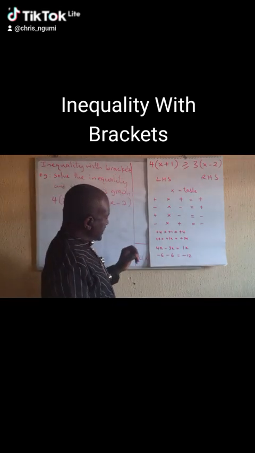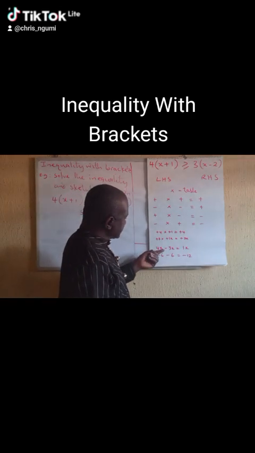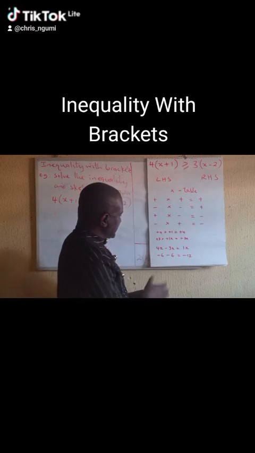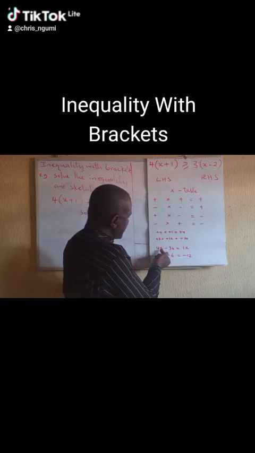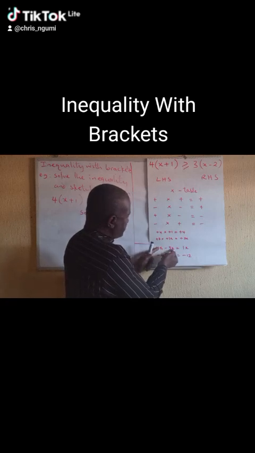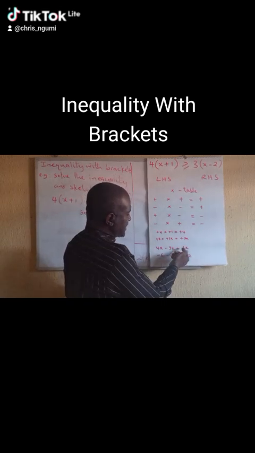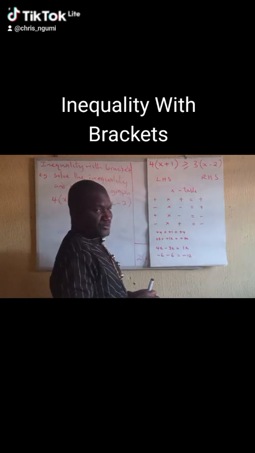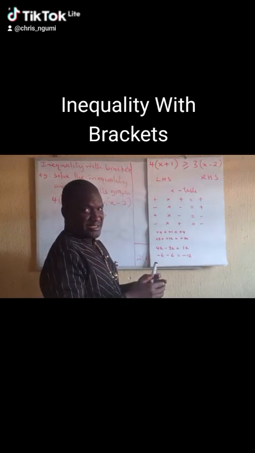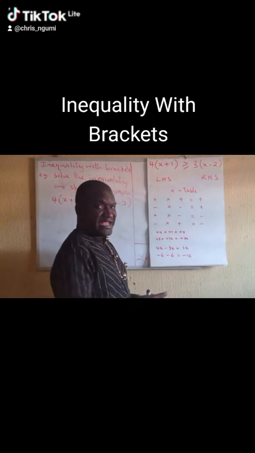Now, the same thing too, 4x minus 3x is the same thing as if you are having 4 cups of beans and you decide to give out 3 cups of beans. You are left with 1 cup of beans. So that 1 cup of beans, we write it as 1x, or in a mathematical way, we write it as x. So 1x is the same as x.